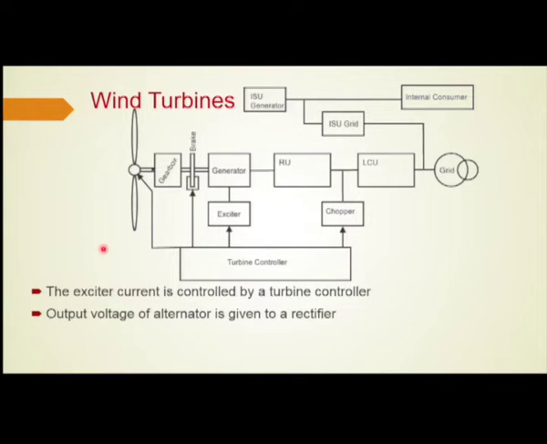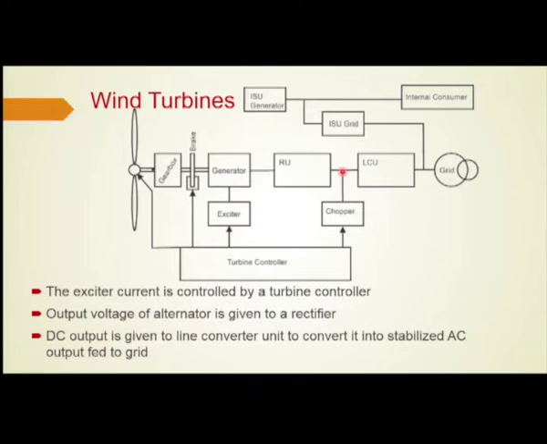The output voltage of the controller is given to the rectifier. The rectifier unit, that is RU, converts the AC into DC. Again it is converted into AC, because the output from the generator is not constant, it is always varying. Here we also have a maximum power point controller, so that we get maximum power from the wind turbine. The DC output is converted into stabilized AC and then fed to the grid. This is the internal block diagram inside the hub, that is the wind turbine.